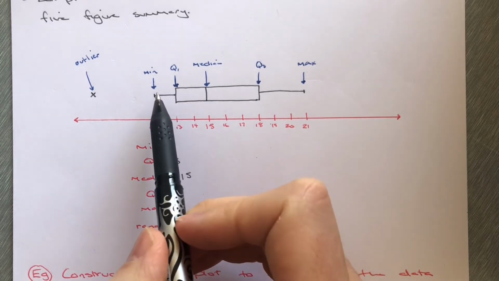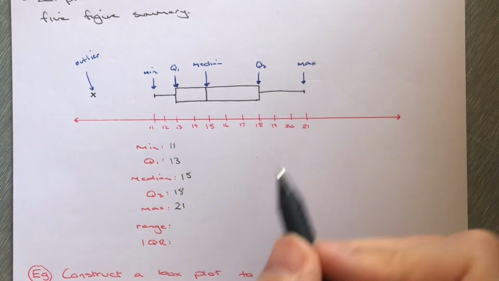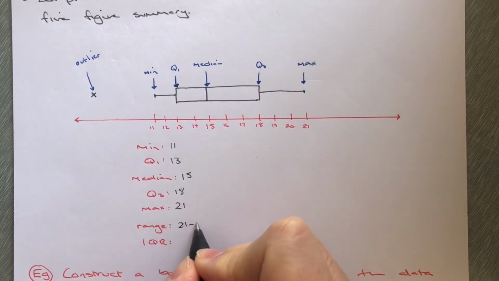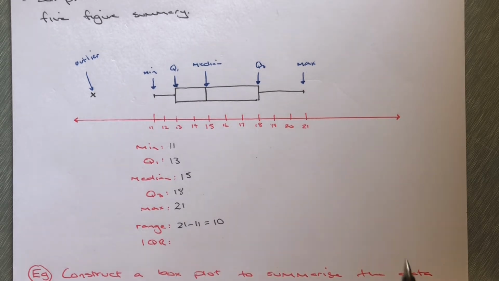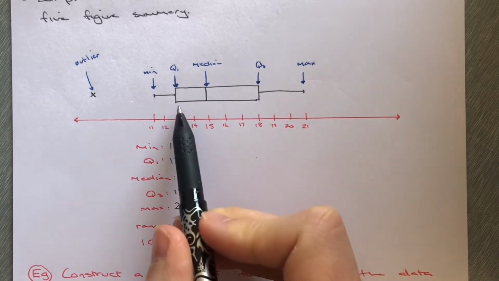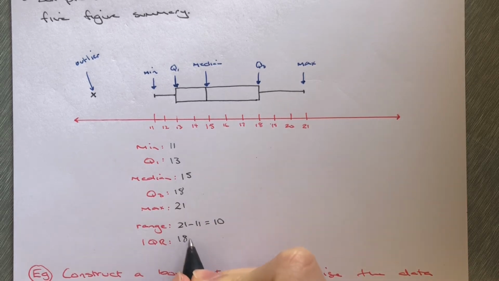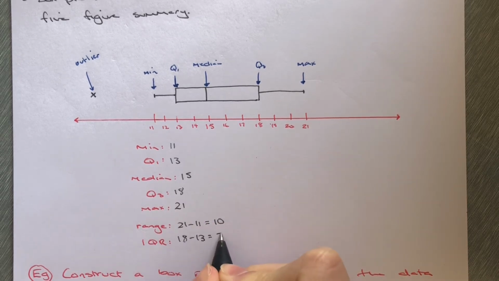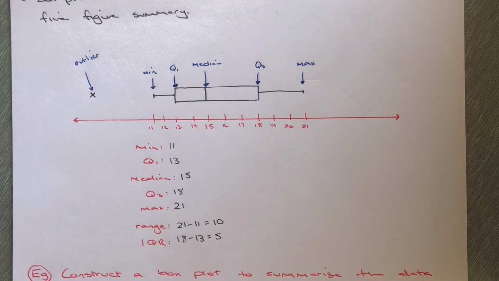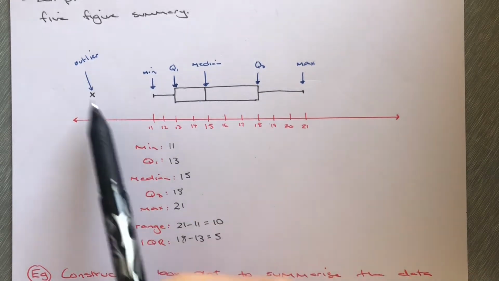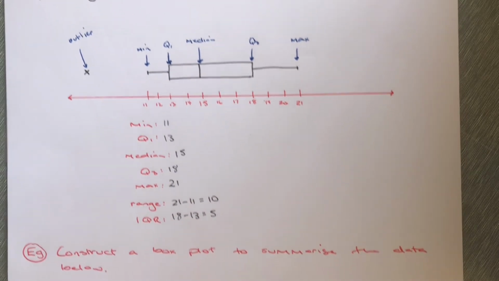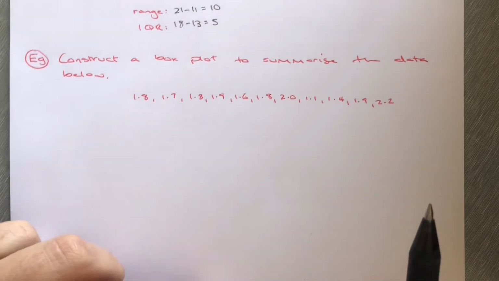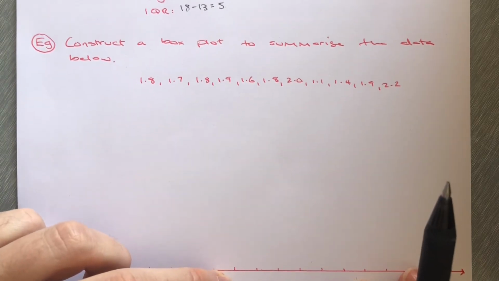So the range would be from the minimum to the maximum. So that would be 21 minus 11, which is 10. That's our range. And our interquartile range will be from 13 to 18. So that looks like it's 5. There we go. So do you see how we can get all the same information from this box plot, rather than from a set of numbers? So that's one thing you're going to have to do. The other thing we have to do is get our five-figure summaries and then draw box plots.